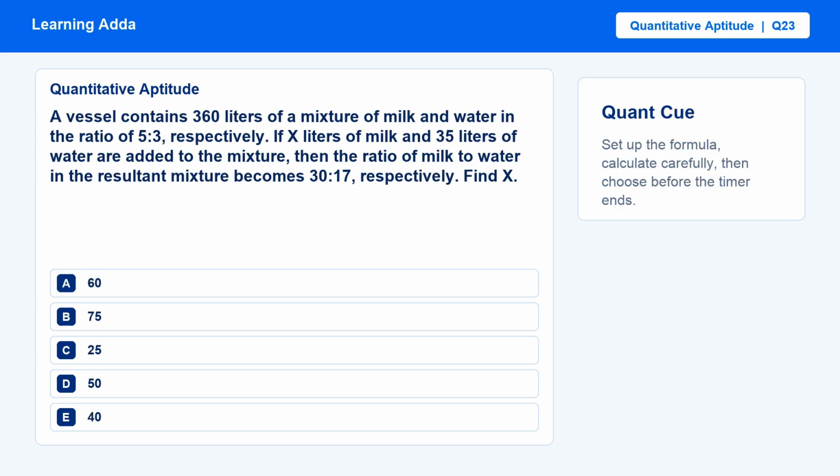Question 23. A vessel contains 360 liters of a mixture of milk and water in the ratio of 5:3, respectively. If X liters of milk and 35 liters of water are added to the mixture, then the ratio of milk to water in the resultant mixture becomes 30:17, respectively. Find X. Option A, 60. Option B, 75. Option C, 25. Option D, 50. Option E, 40. The timer starts now.